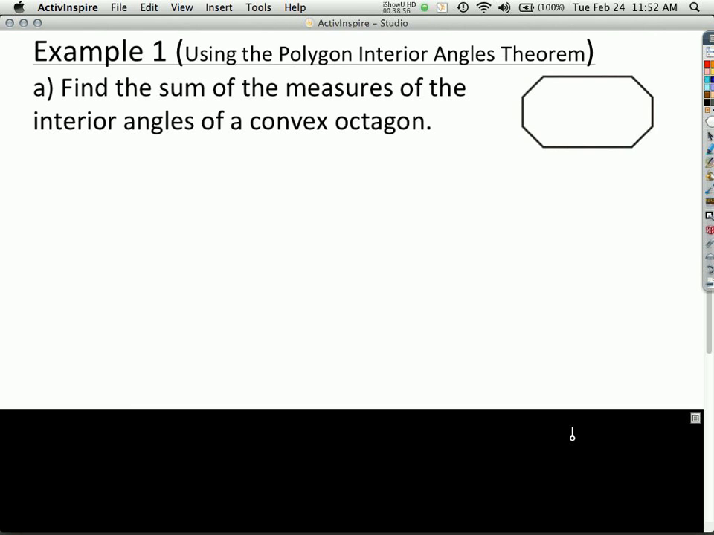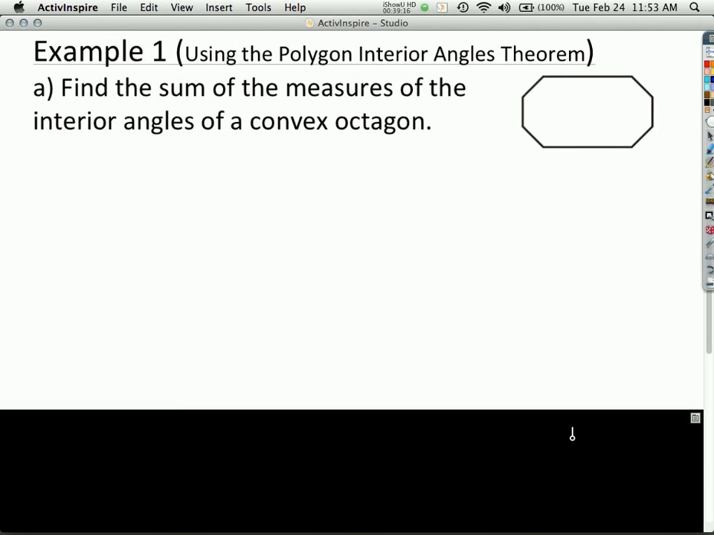So some of this is going to go quickly because the ideas are simple for you. But remember, we're trying to build a toolbox. At this point, our toolbox is incredibly extensive, and it's going to get more and more packed with tools. So the tool we're going to explore is using the polygon interior angles theorem.